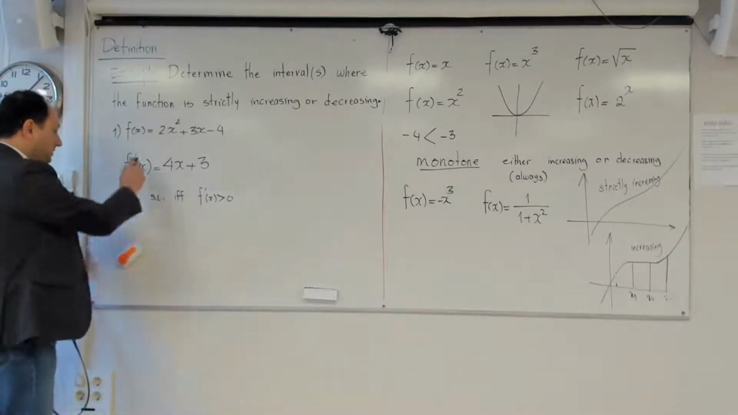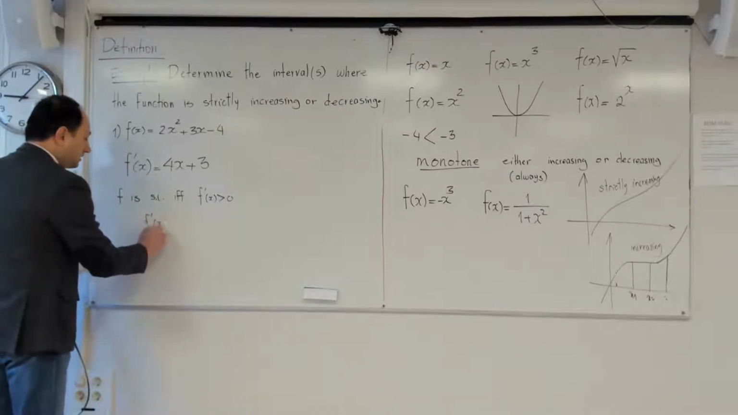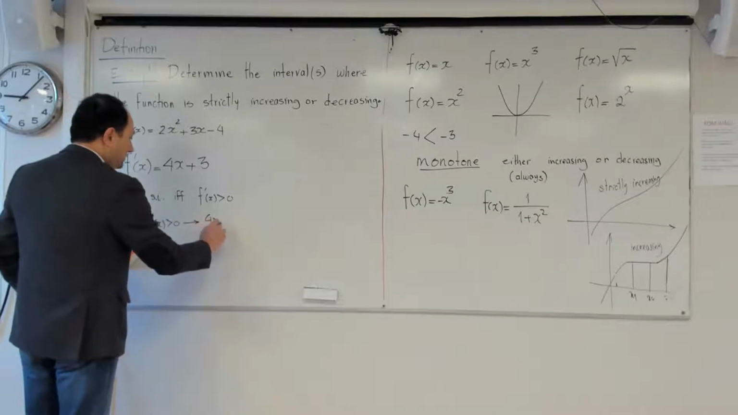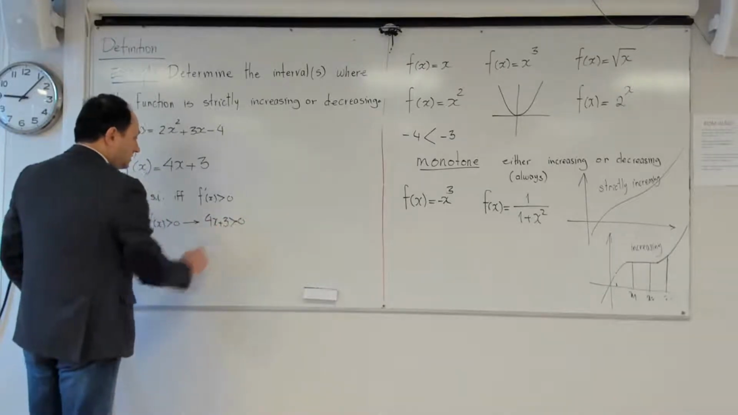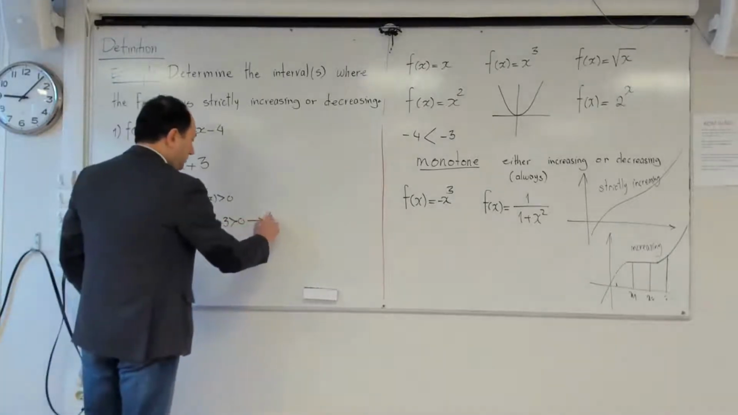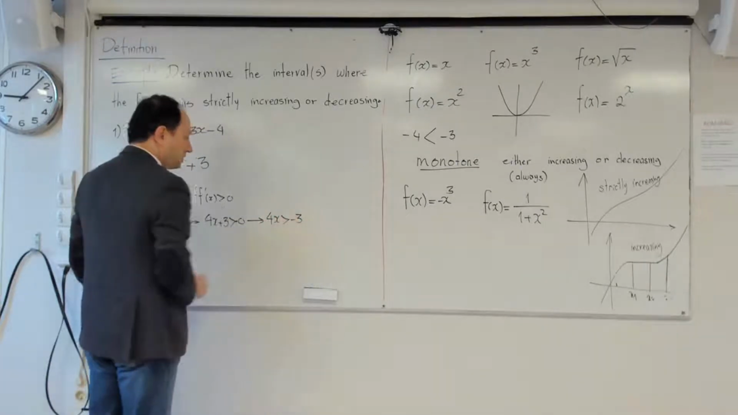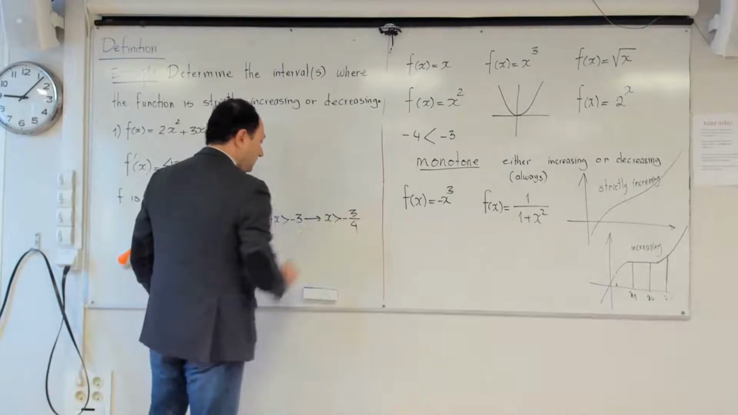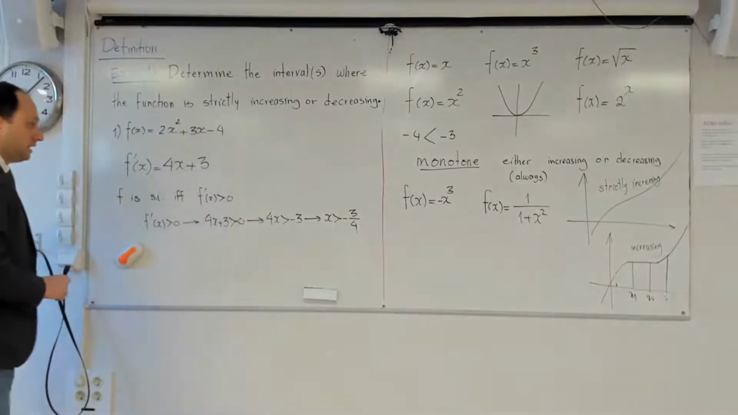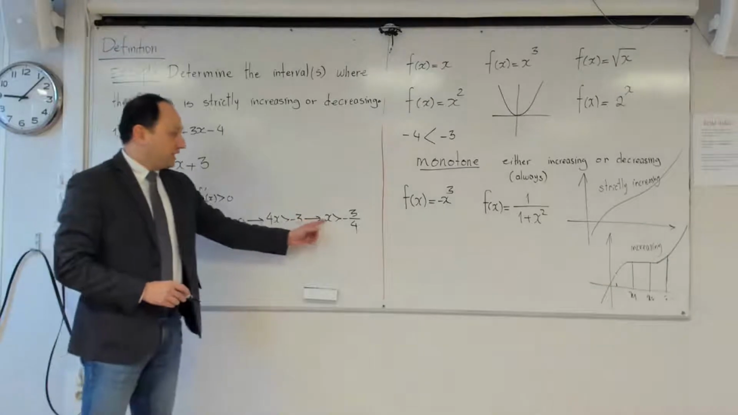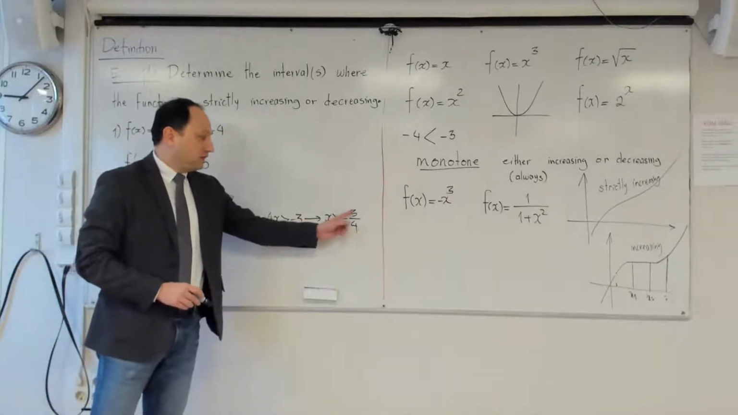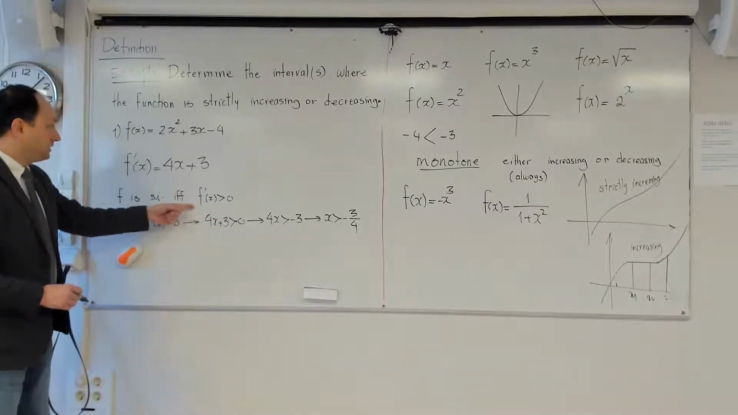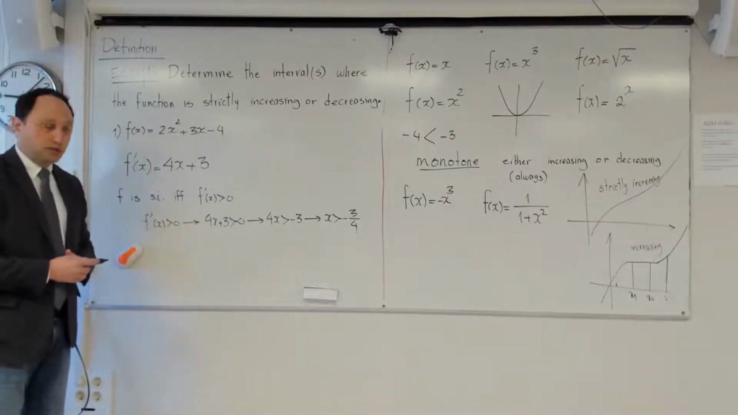Okay, so now it means that f prime of x is positive. So this means that 4x plus 3 is greater than 0. So this means that 4x is greater than minus 3. And then this means that x is greater than minus 3 divided by 4. So it means that if I choose x greater than or equal to minus 3 over 4, the derivative is positive, and when the derivative is positive, the function is increasing.